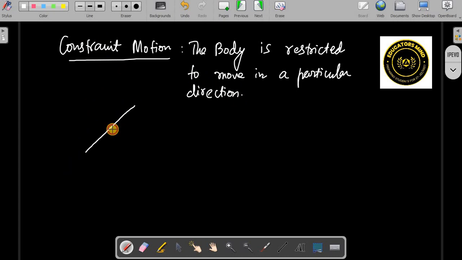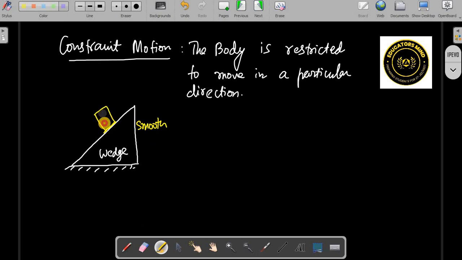Okay, let's take an example. Suppose I take an inclined plane or wedge. This is the wedge, and let us say this wedge is fixed, and there is a block which is kept on it, and let's say this is a smooth surface. All these surfaces are smooth. If you release the block, it will go down. It can only move in this direction. So the block is constrained to move along the wedge.